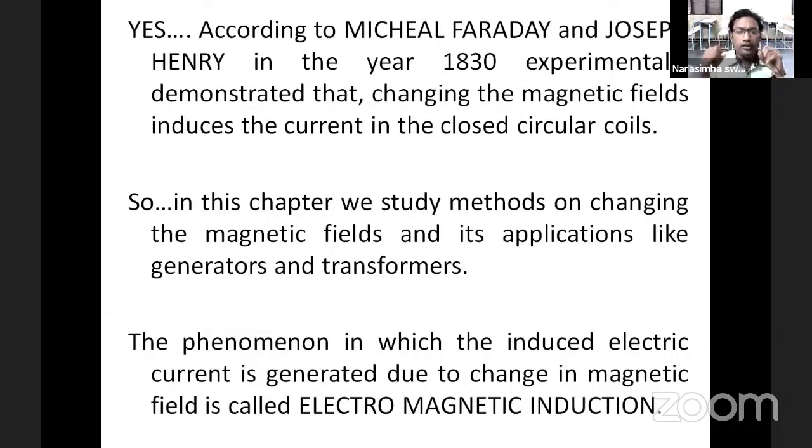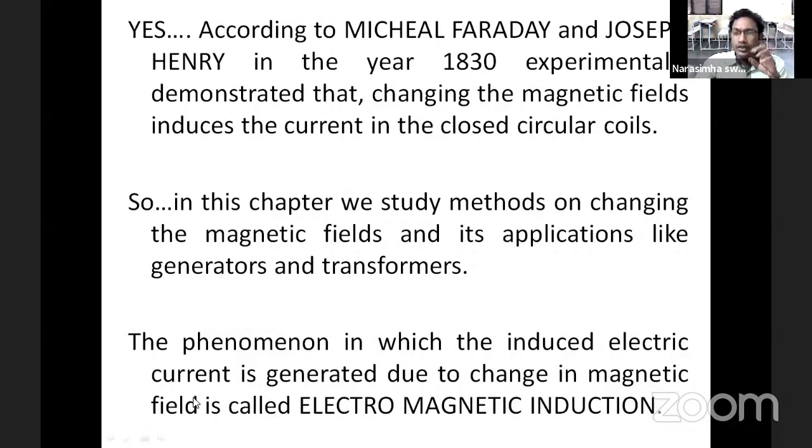The next point is the phenomenon in which an induced electric current is generated due to a change in magnetic field. This is called electromagnetic induction. This is the actual statement of electromagnetic induction. Induction means forcibly creating. The electric current does not just appear; it is induced, forcibly created, due to the change in magnetic field.